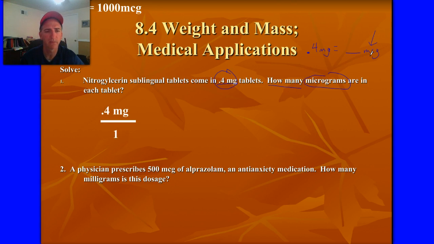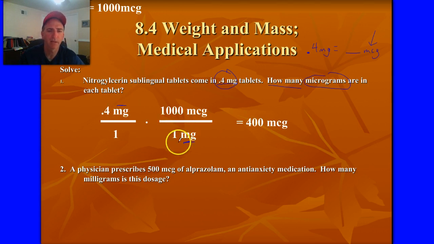So we're going to do the same thing we've been doing. We're going to put it over 1. And we're going to match up the labels. Okay, milligram went here because it matches that label there. All right, and I multiply across, it's 4,000. Those labels canceled out. I took 4/10 times 1,000. That's micrograms. There it is, 400 micrograms.